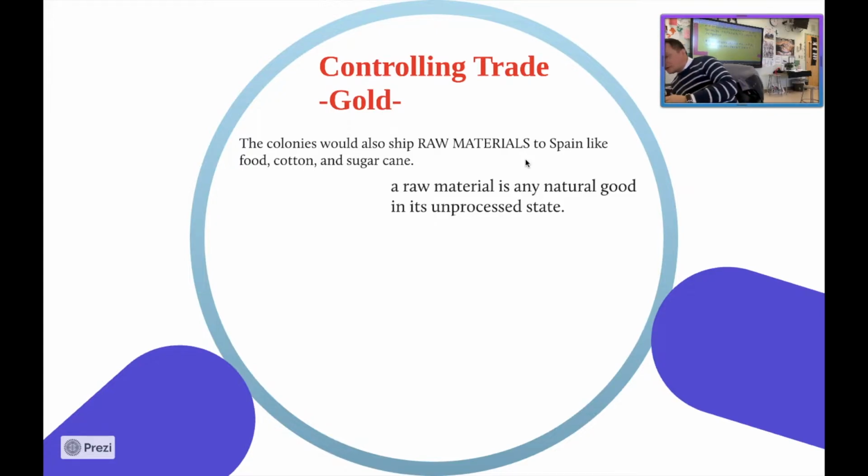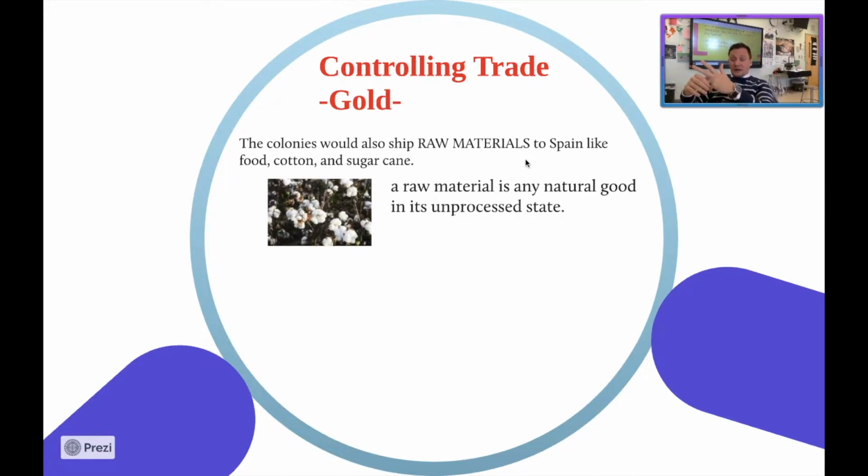And so I made this little picture thing to try and explain what raw materials are and explain what's going on and how the Europeans are going to use this to make an excessive amount of money. So let's use cotton, right? Let's use the example of cotton.